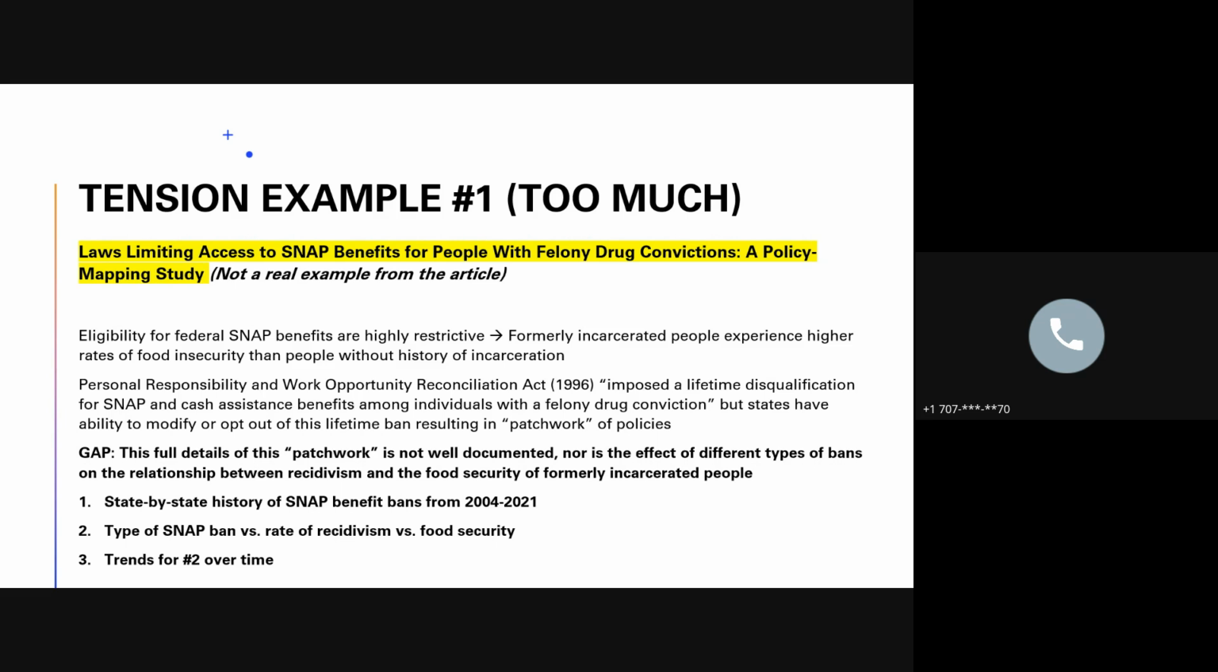So here's all the things we're going to look at: state-by-state history of SNAP benefit bans from 2004 to 2021, type of SNAP ban versus rate of recidivism versus food security, and trends for number 2 over time. You can already feel like, whoa, this is a lot of information. These are probably three separate projects here. So you can also have too much tension, where you're saying, well, this is true, and we also don't know this, and we don't know this, and we don't know this. And so we also want to avoid having too much tension.